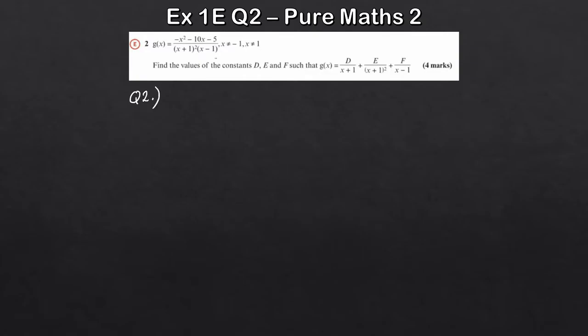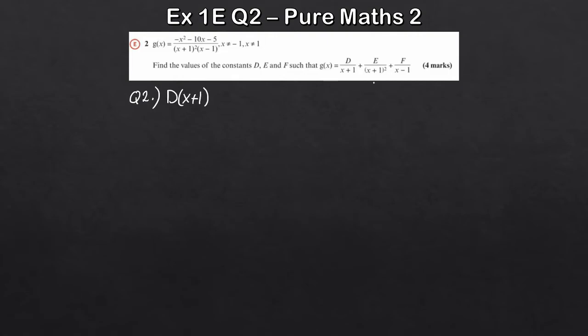We've got this function g of x, and we want to show that g of x can be written like this. So we want to find the values of d, e, and f first. So, again, we need to get this over a common denominator. So if you think about what you've got to times d by, to get this over a common denominator, we need x plus 1 squared, and we also need an x minus 1. So there's going to be d lots of x plus 1, because we've only got one x plus 1 in the denominator.